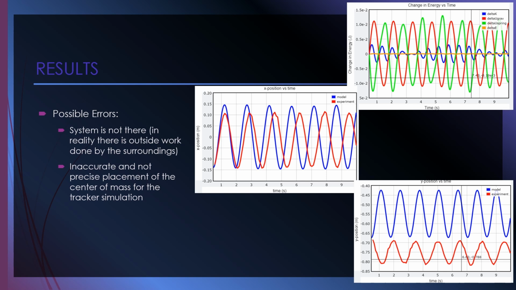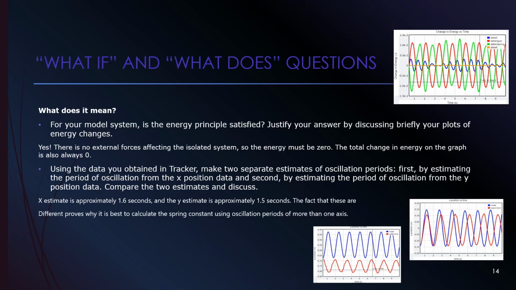orange line here. And then basically I used my data from Tracker to estimate that the X time period is approximately 1.6 seconds, while the Y estimates to be 1.5 seconds, and the fact that these are different proves why it's best to calculate the spring constant using oscillation periods on more than one axis, because these axes have different values. Thank you so much for listening, and I hope you have a lovely day.